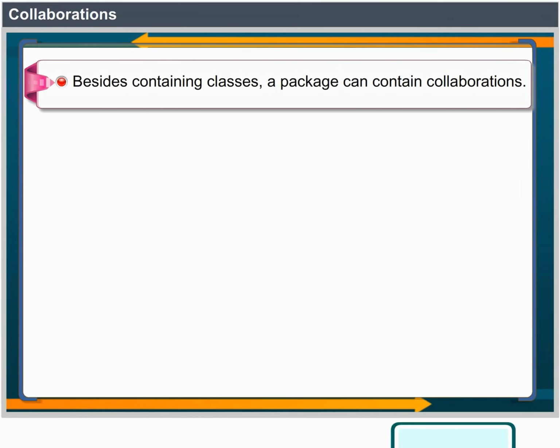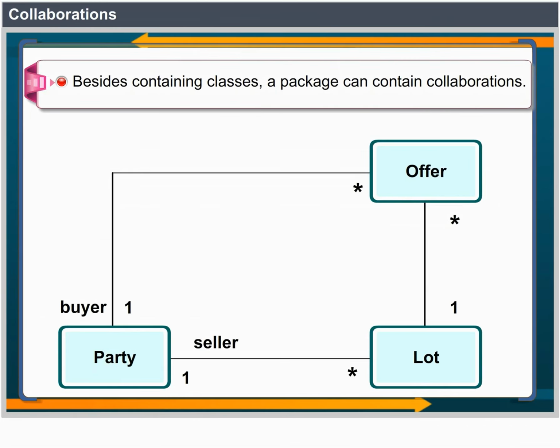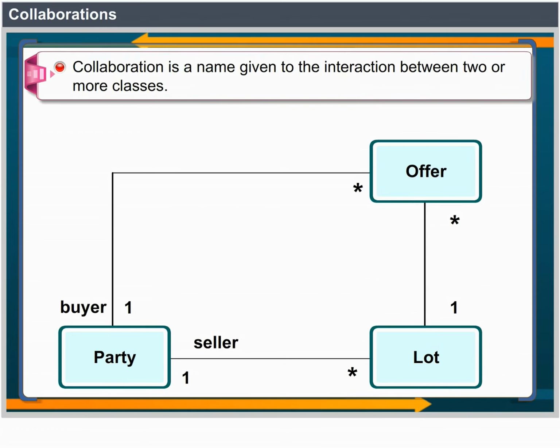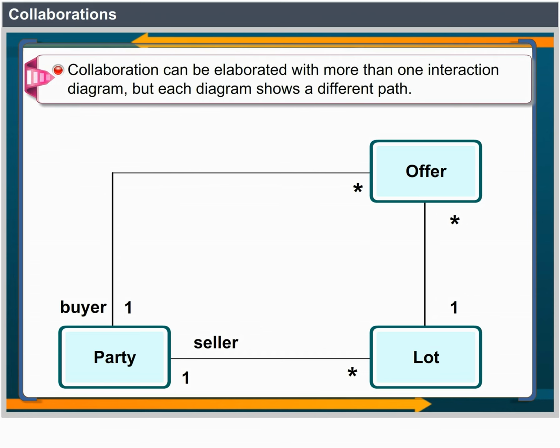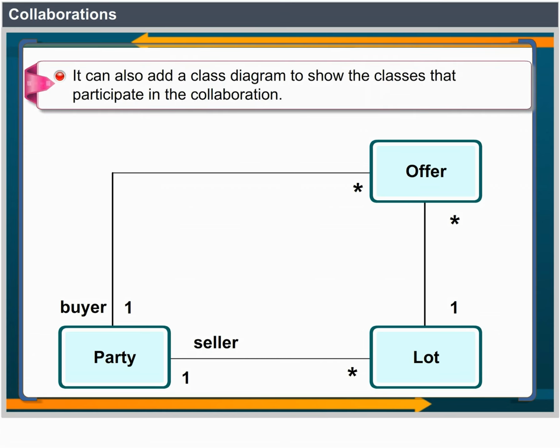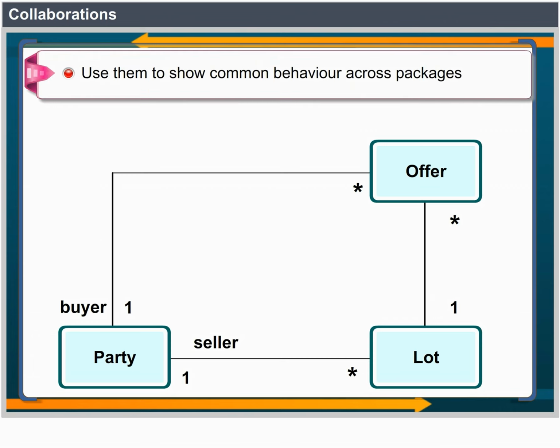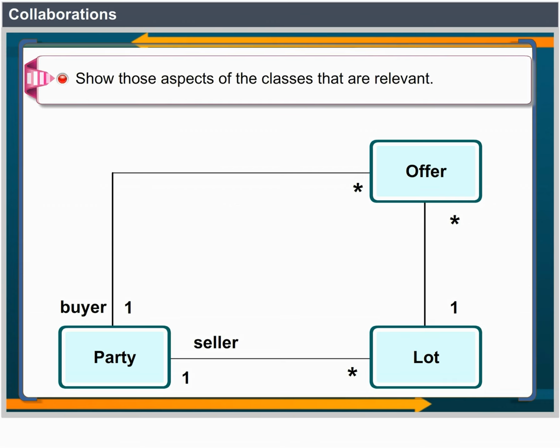Collaborations. Besides containing classes, a package can contain collaborations. Collaboration is a name given to the interaction between two or more classes. A collaboration can be elaborated with more than one interaction diagram, but each diagram shows a different path. It can also add a class diagram to show the classes that participate in the collaboration. Use them to show common behavior across packages. Show those aspects of the classes that are relevant. Interaction diagrams show how they work.